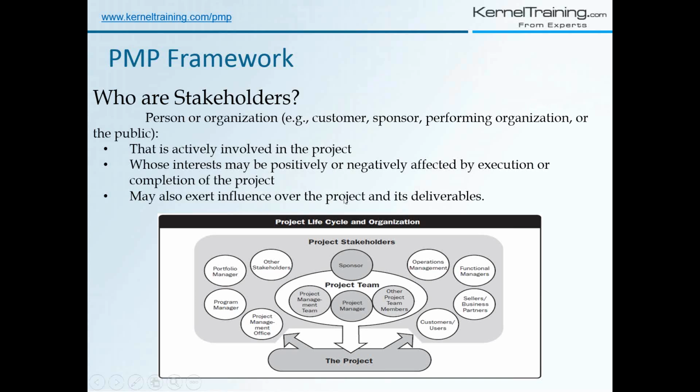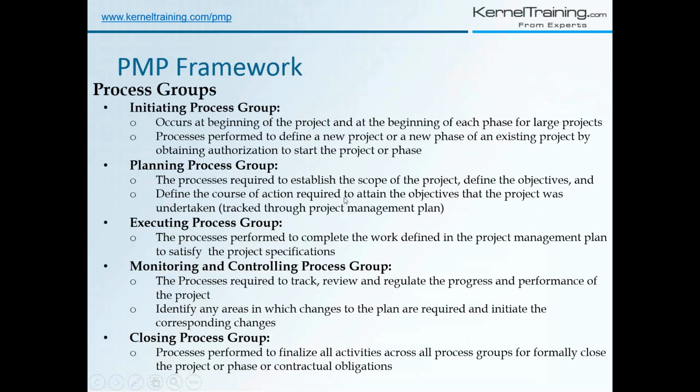Okay, now as I said, there are 5 process groups, right? Those 5 process groups are initiating process group, then planning process group, executing process group, monitoring and controlling process group, and closing process group. Very important thing to understand here is, when a project, let's say there is a single phase project, each phase.